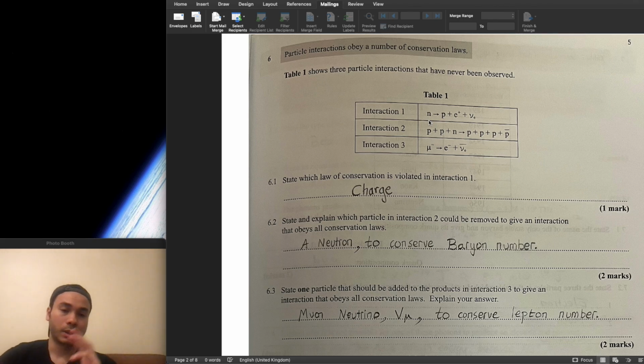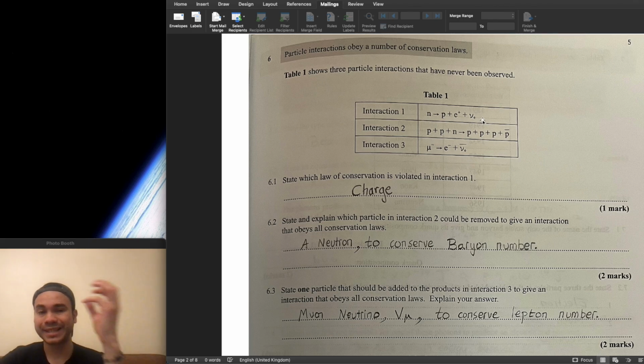Last but not least, let's look at charge. So it's 0 on the left, +1 for the proton, +1 for the positron, and 0 for the electron neutrino. So it's 2 plus on the right, 0 on the left. Charge is not conserved.